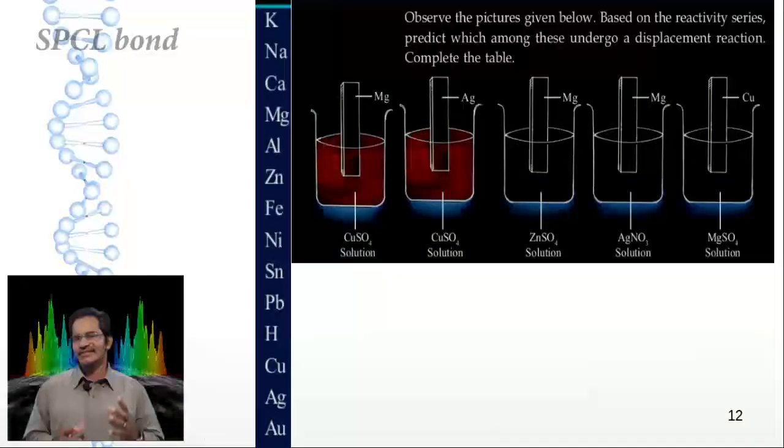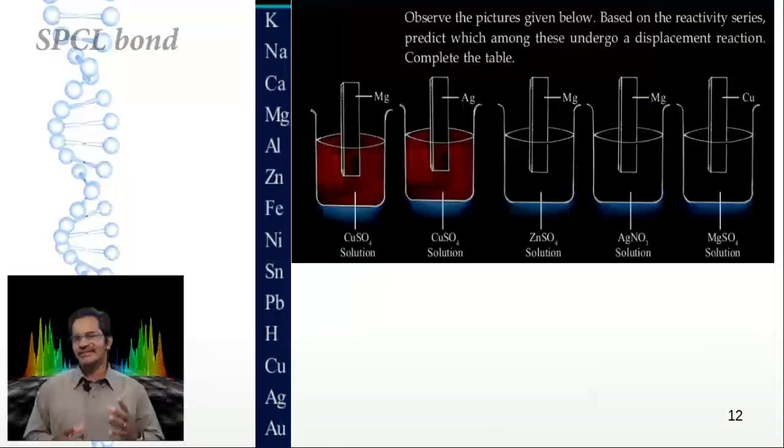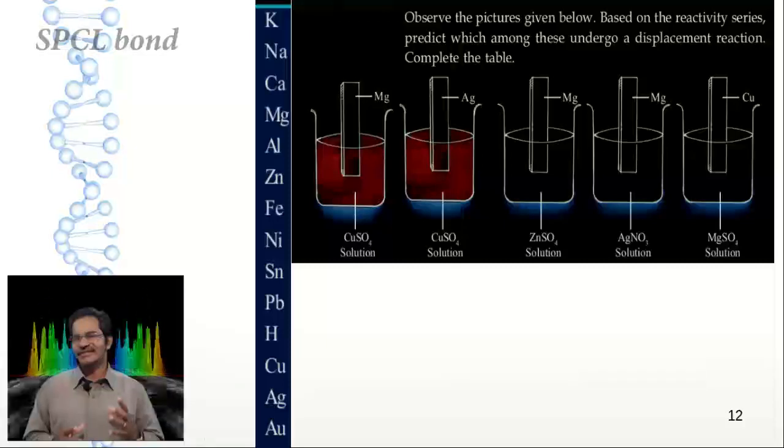In the first vessel, a magnesium ribbon or rod is immersed in copper sulfate solution. In the second, silver is immersed in copper sulfate solution. In the third vessel, a magnesium rod is immersed in zinc sulfate solution. In the fourth vessel, a magnesium rod is dipped in AgNO3 solution. And in the last vessel, a copper rod is dipped in magnesium sulfate solution. Observe the picture given below. Then based on the reactivity series, predict which among these undergo a displacement reaction.